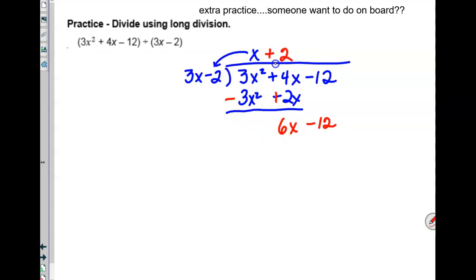And when you write that up there, guys, make sure you write it as a plus 2 because this is a polynomial. It's not times 2, okay? Go ahead.